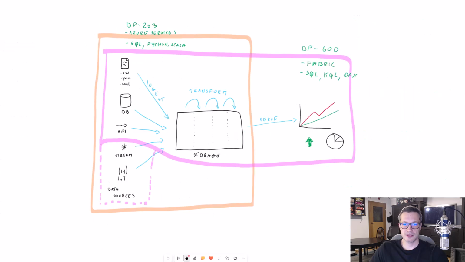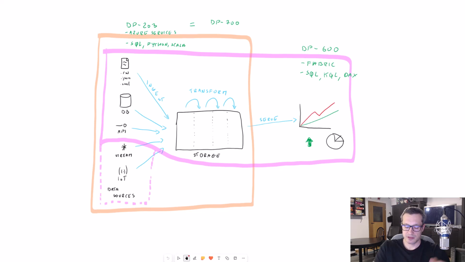Alright, so let's mark it on our diagram. And basically, it's the same when it comes to the scope. It's the same as DP-203, because both of those exams are about data engineering. So DP-700 is pretty much similar to DP-203 when it comes to the area in our data lifecycle flow.